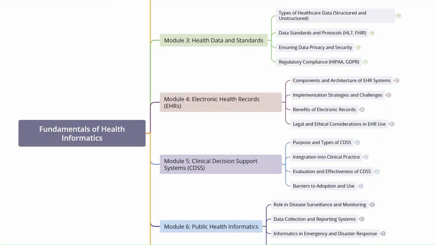Welcome to Fundamentals of Health Informatics, a course comprehensively designed to explore core components of digital health systems that are transforming modern medicine and healthcare administration. This field sits at the crossroad of healthcare and information technology, playing a critical role in enhancing healthcare delivery, optimizing processes, and improving patient outcomes.